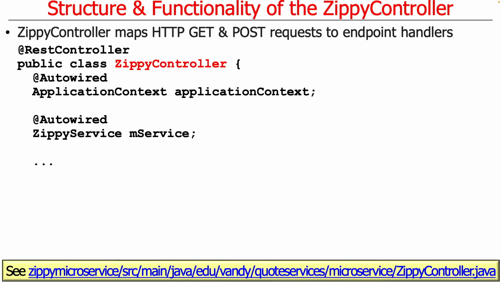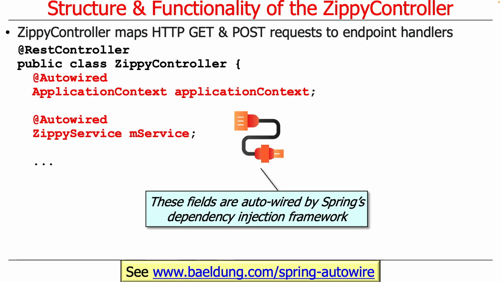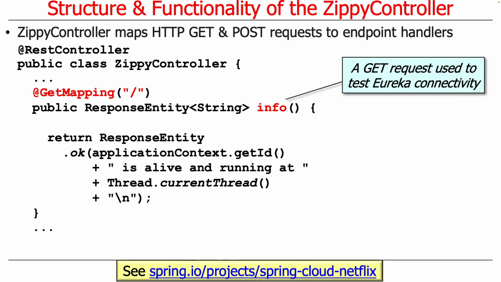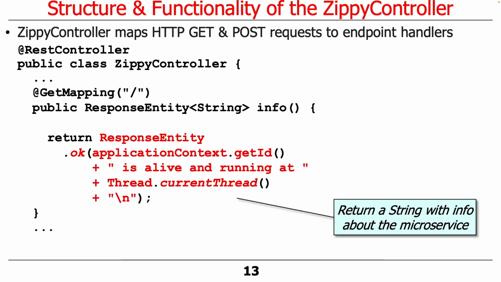Let's talk about the Zippy controller. This is going to look very familiar, with just a little tweak on what we talked about when we covered this back in an earlier lesson, where we were talking about pure Spring WebMVC approaches with the JPA. As before, we auto-wire a couple of things: the application context and the Zippy service. You've seen that before. We do this so that the Eureka discovery service can automatically determine whether or not our Zippy microservice is alive and kicking.